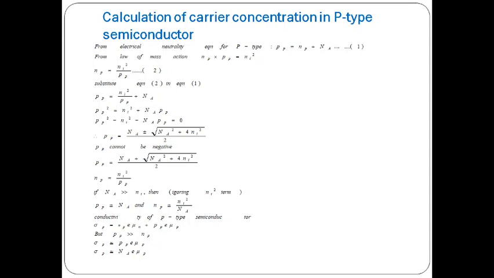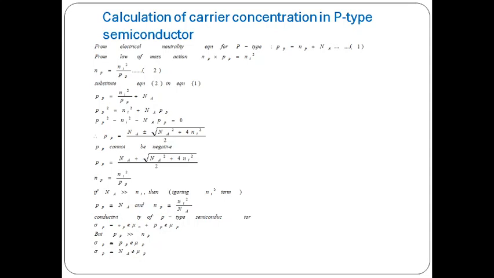Pp is the concentration of holes, it cannot be a negative value. So we write Pp equals Na plus root of Na square plus 4Ni square by 2. And this is the concentration of majority charge carriers, nothing but holes. When we know the majority charge carriers, we can calculate the minority charge carriers. That means Np equals Ni square by Pp.